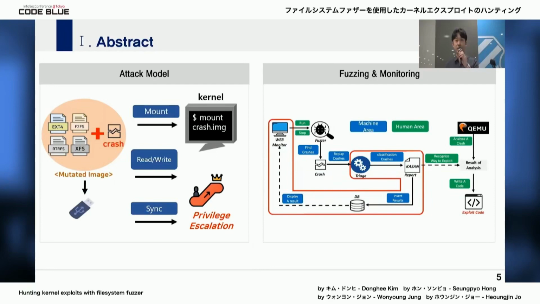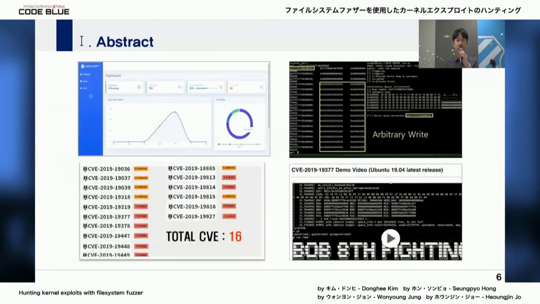And also, we used Janus. We developed a web monitor and analyzed a one-day bug and successfully leaked memory. At last, we exploited the kernel through a 0-day.